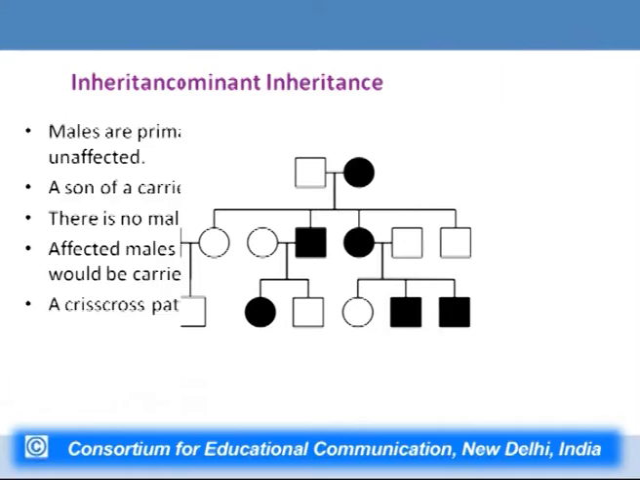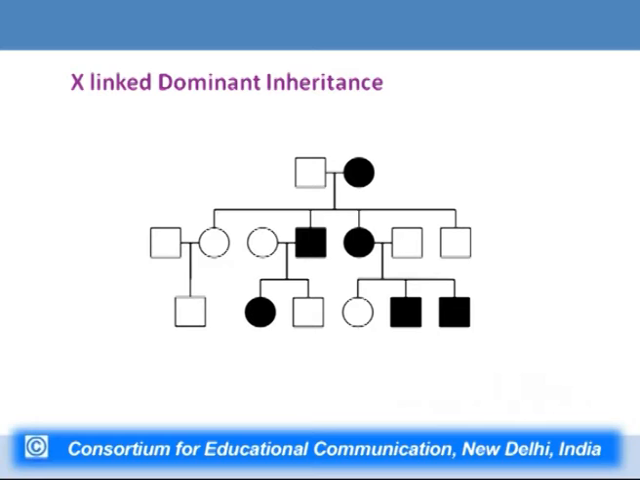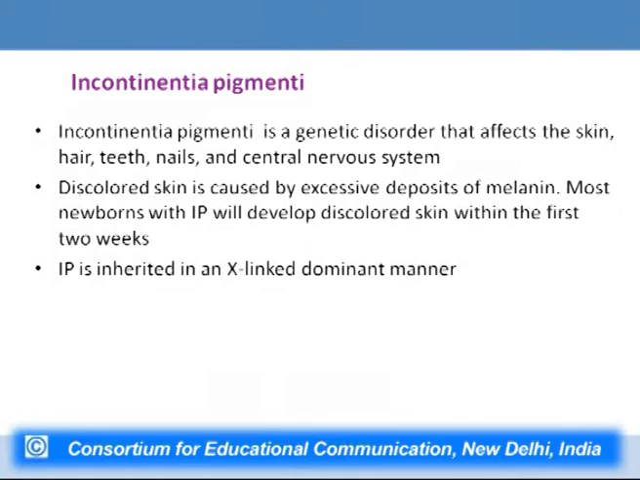Whereas the X-linked dominant inheritance shows that it can occur as frequently in females as in males. So this particular pattern of X-linked inheritance shows equal frequency of occurrence. One example of a disease linked to X-linked dominant inheritance is incontinentia pigmenti, which is a genetic disorder affecting skin, hair, teeth, nails, and central nervous system, and it is inherited in an X-linked dominant manner.